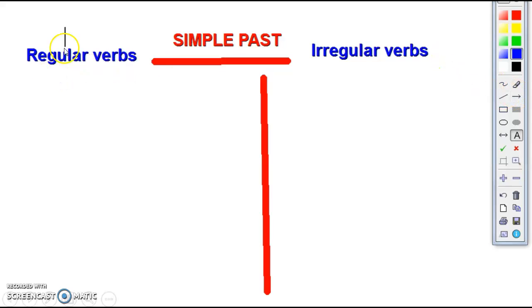Now, let's start with the group number 1 with regular verbs. In the regular verbs, we have these verbs. For example, we have play. Another example is cook. Play, cook. This is only 2 examples of regular verbs. In the simple past, these verbs are very easy because we only add ed, and this is the past.